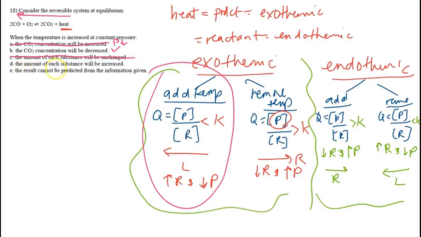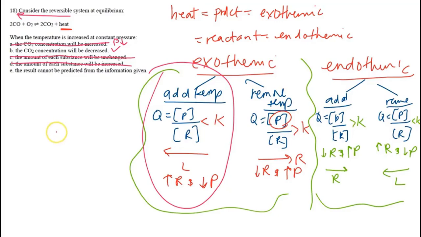Letter D, the amount of each substance will be increased. Well, if the amount of each substance is increased overall, then that means heat doesn't really have an effect on the products or reactant side. It means if I add heat, it's just going to increase everything overall, and that doesn't really help us with equilibrium. So that one's definitely out.